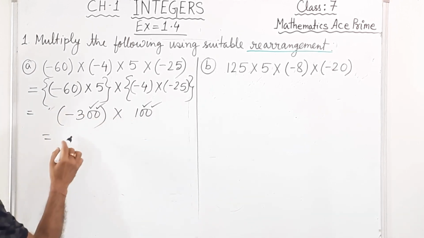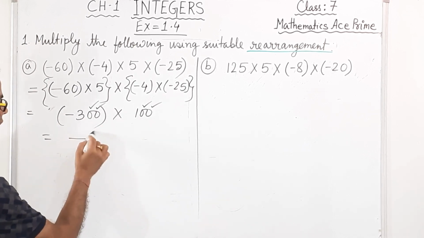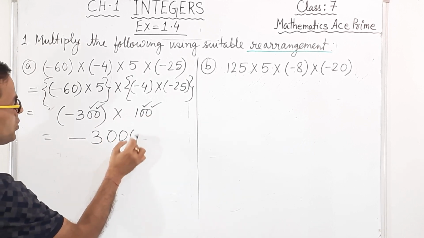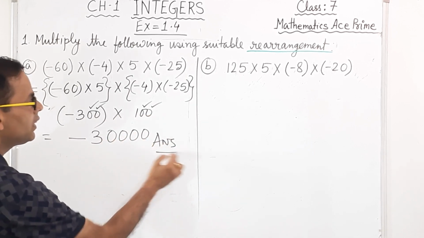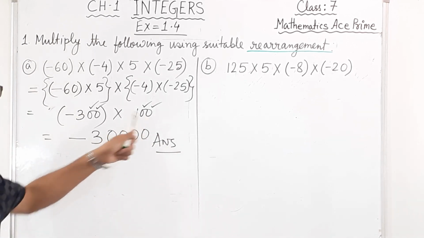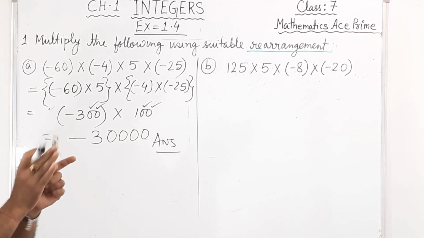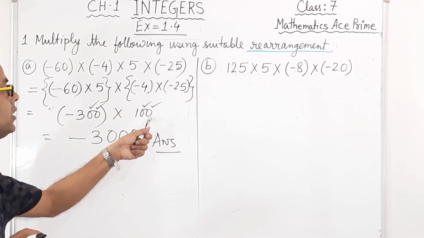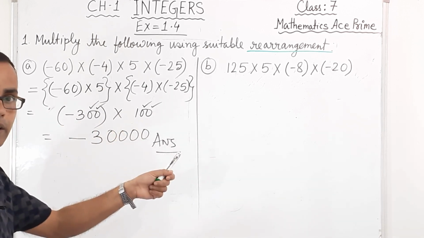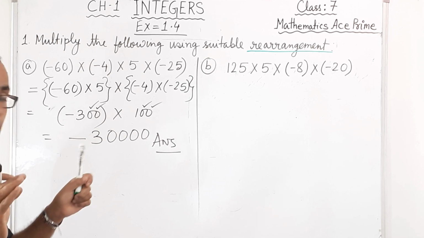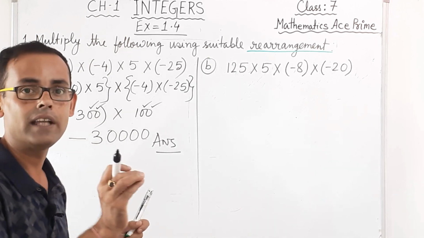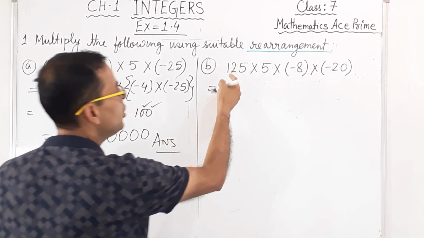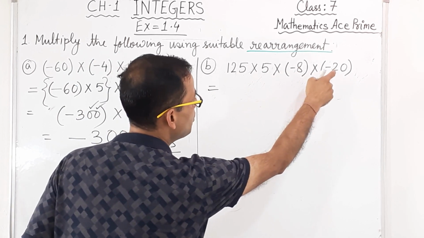Now minus, plus, minus. Now 3 into 1, 3. And after that, how many zeros are there? 1, 2, 3, 4. So put 4 zeros. So you are getting the answer. Clear? So we will see where 0 is there, which means which two integers I will multiply so that the outcome will end with 0, in the ones place or tens place. Now next one, for this sum: 125 into 5 into minus 8 into minus 20.